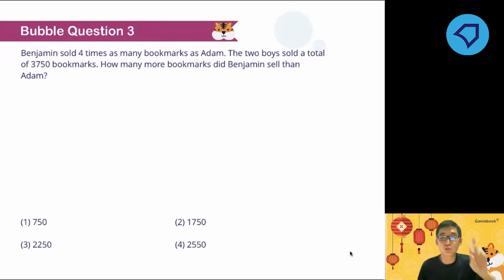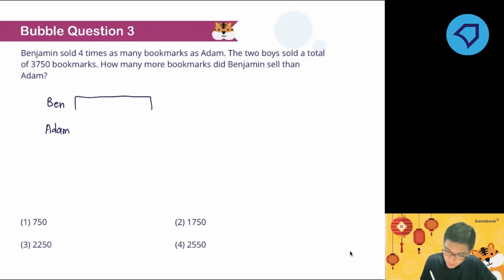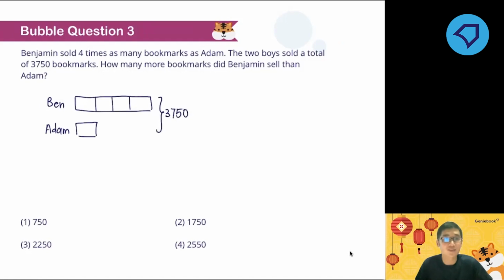Now I have 2 characters over here: Benjamin, Adam. I know that Benjamin had sold 4 times as many bookmarks as Adam. So let's draw the model for Benjamin and for Adam. Benjamin would have 4 units of bookmarks. Adam has only one unit of bookmark. Then in total, the 2 boys sold 3,750 bookmarks.